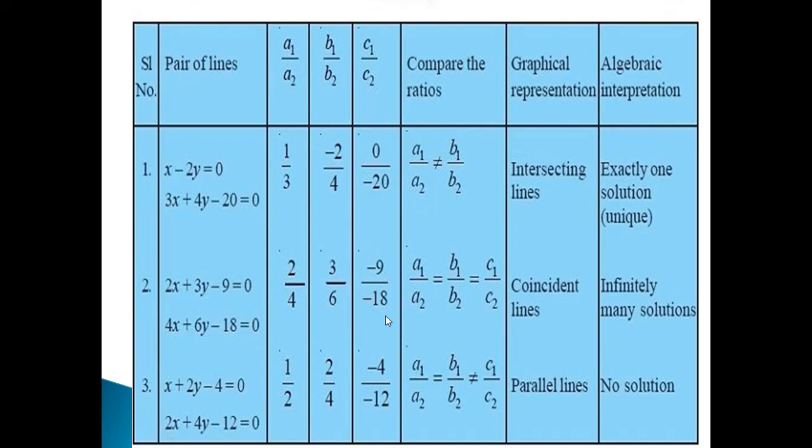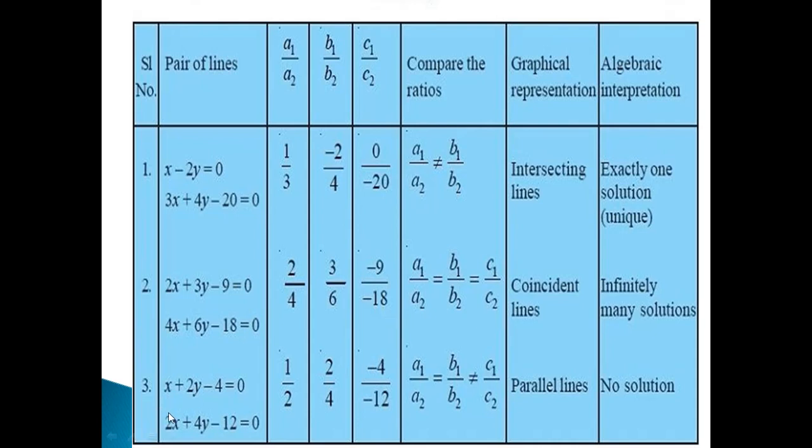That means a1 by a2 is equal to b1 by b2 is equal to c1 by c2. If all the ratios are equal, then the lines are coincident lines. They have infinitely many solutions. The condition for intersecting lines is a1 by a2 not equal to b1 by b2. The condition for coincident lines is a1 by a2 equal to b1 by b2 equal to c1 by c2. So come to the next one.